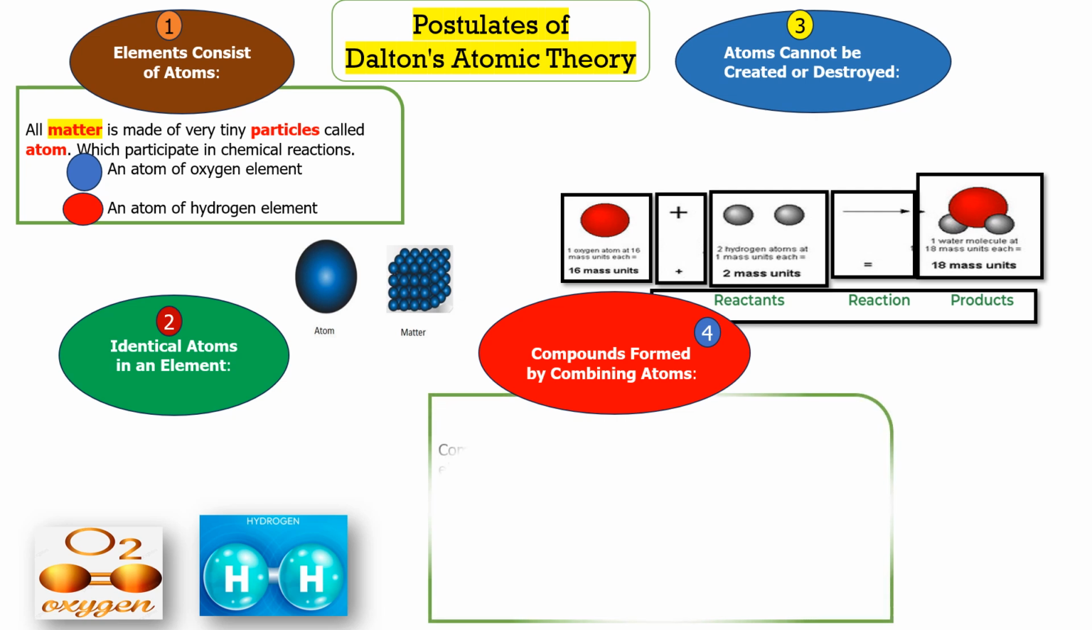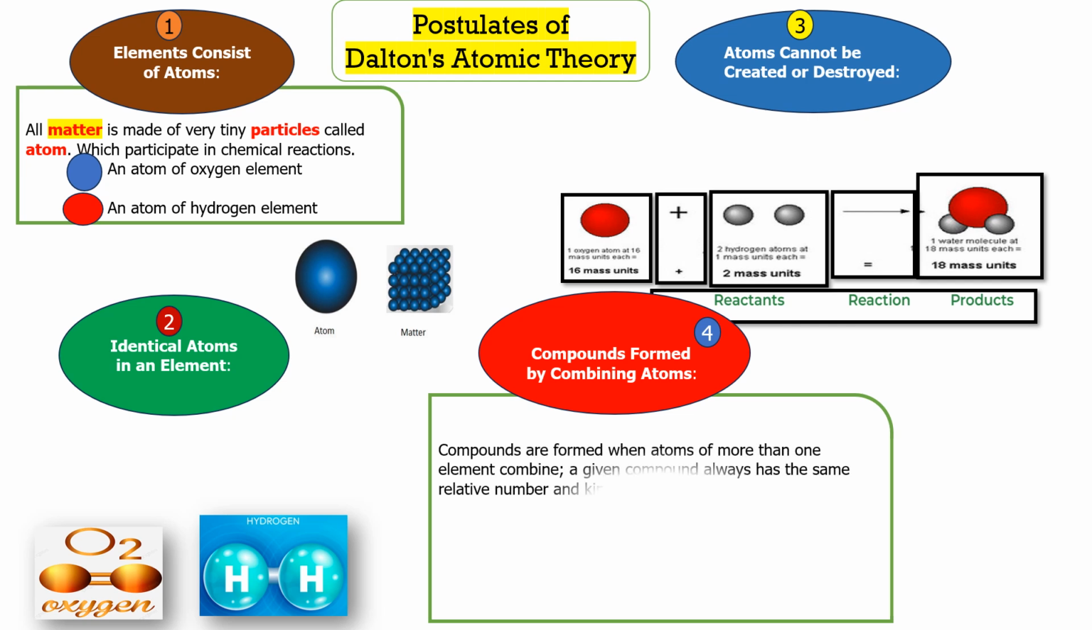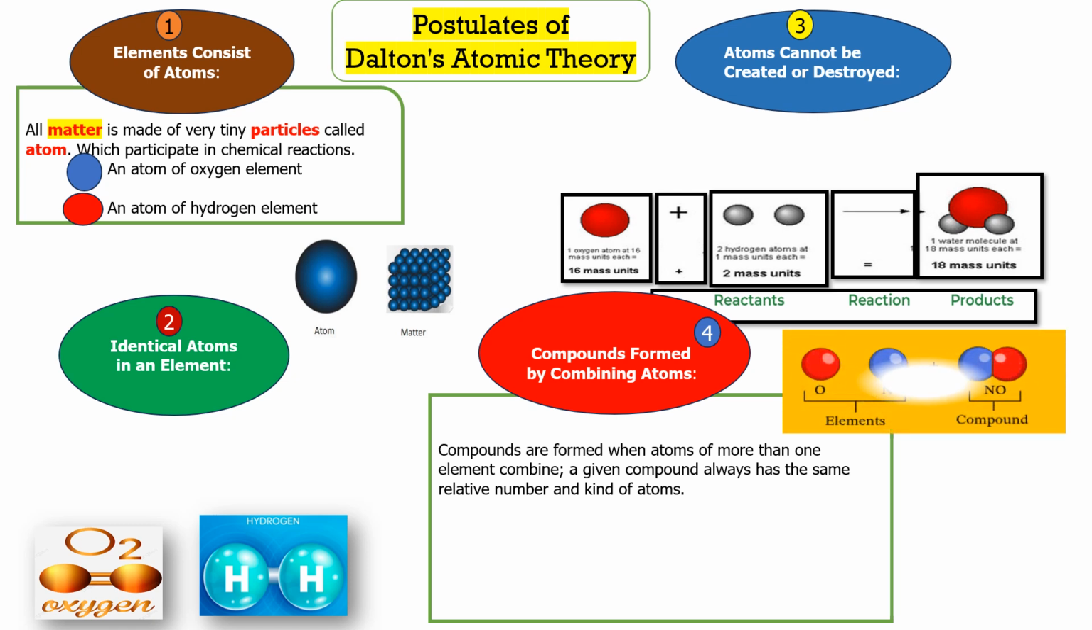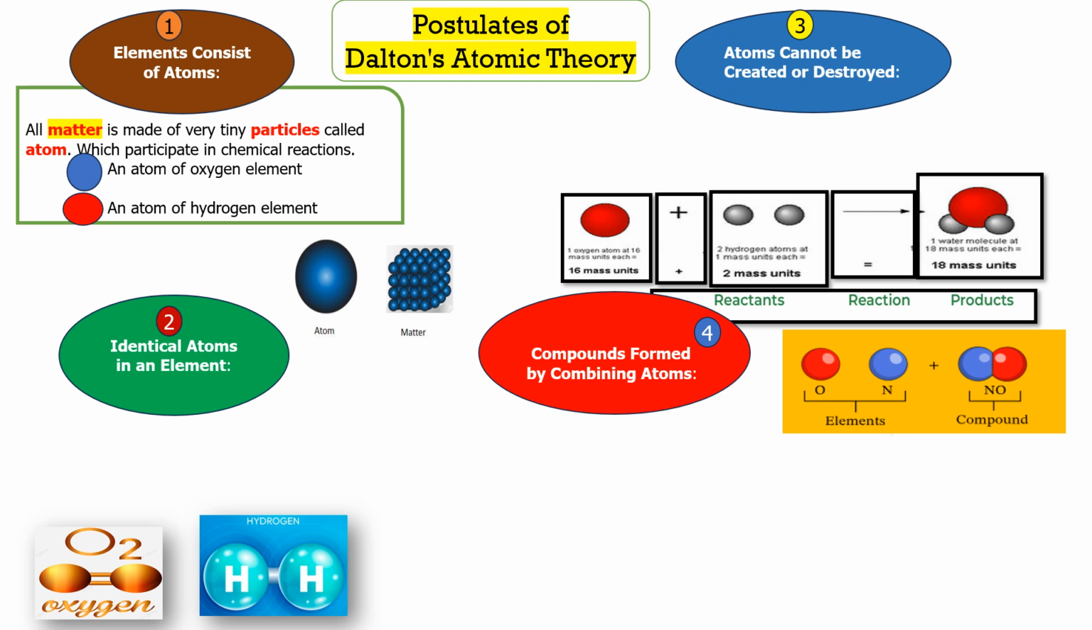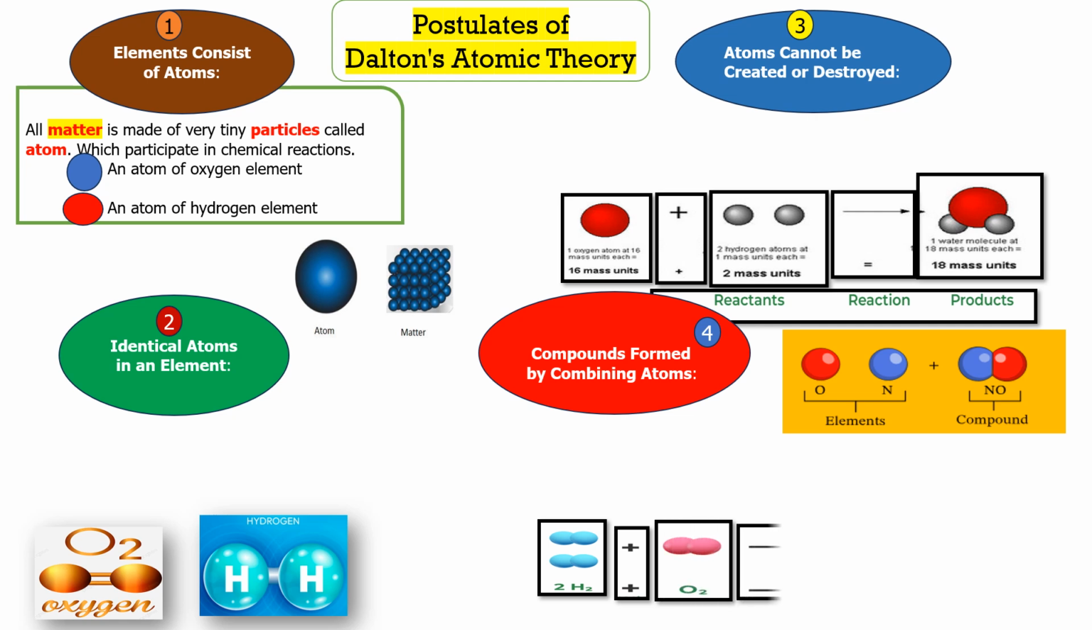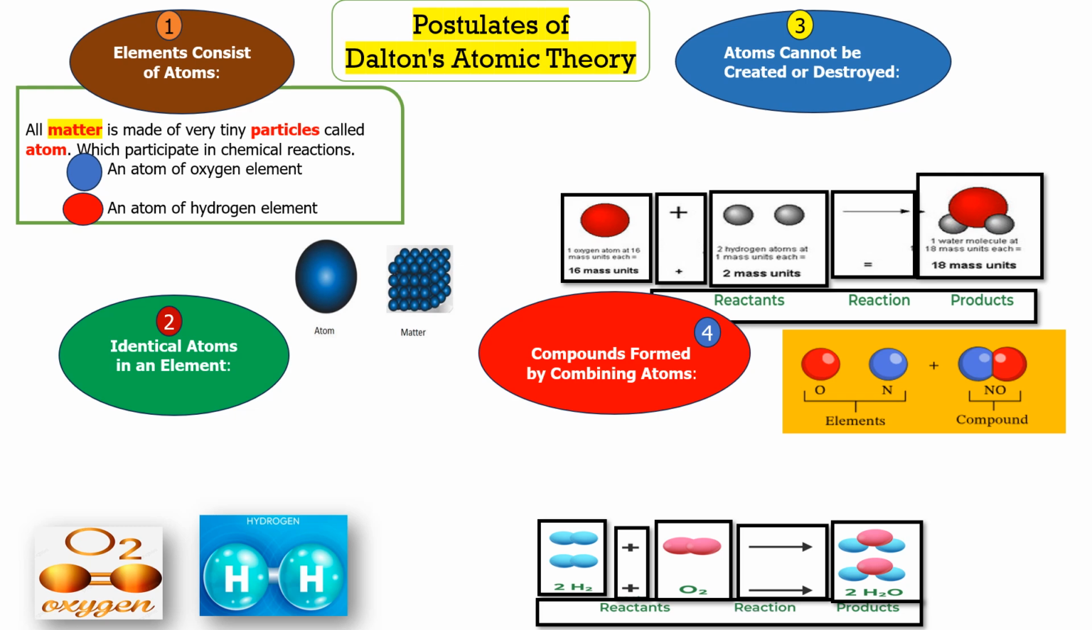The fourth one is compounds formed by combining atoms. According to Dalton's atomic theory, atoms of different elements combine in simple whole number ratios to form compounds. So this is called the law of multiple proportions. The relative number and kinds of atoms are constant in a given compound. If you take any reaction, the elements which participate in the reaction are fixed in the form of compounds. For example, water always consists of hydrogen and oxygen in a mass ratio of approximately 1:8.